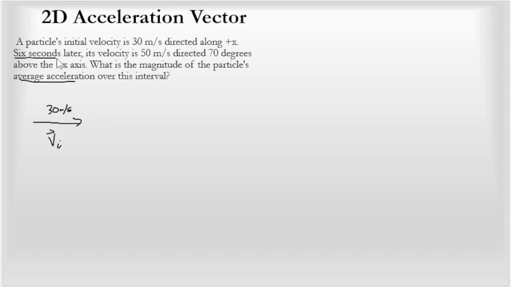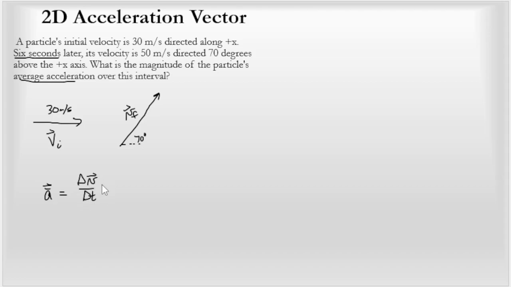6 seconds later, okay, words mean things, 6 seconds, its velocity is 50 meters per second, directed 70 degrees above the x-axis. So I'm going to draw a little bit bigger vector here. So there's v final, and it's directed at 70 degrees. What is the magnitude of the particle's average acceleration? So on the prior slide, I had this. The average acceleration is the change in the velocity vector over the change in time.